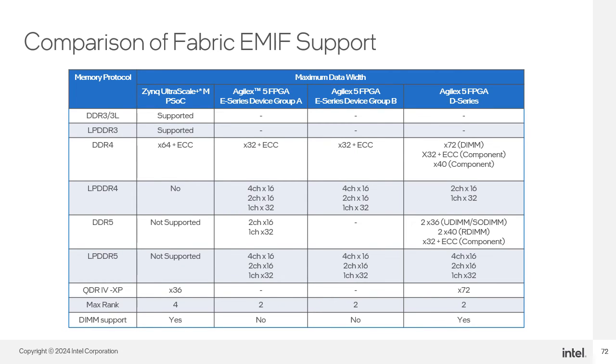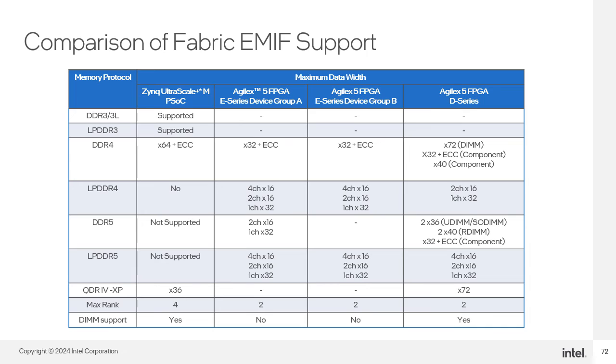This table compares the maximum data width that can be supported on Fabric EMIF. From this table, we can see that DDR4 is the only protocol that is supported by Fabric EMIF on both Zynq UltraScale Plus MPSoC and Intel Agilex 5 devices. Agilex 5 devices do not support legacy protocols like DDR3/3L and LPDDR3. Agilex 5 devices can support LPDDR4, DDR5, and LPDDR5, while the Zynq UltraScale Plus MPSoC does not. Note that DDR4 can only be supported on Agilex 5 E series device group A.